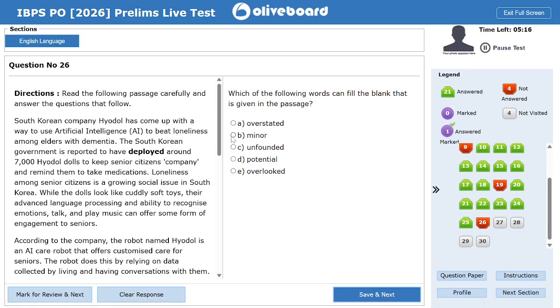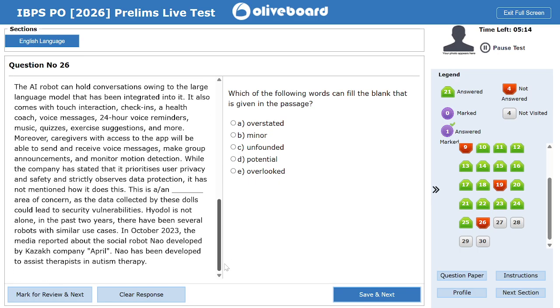Okay, this is a major area. This is a minor area. Minor area function as the data collected by the data field. Minor nahi hoga. Overstated, unfounded, potential, overlooked. This is overstated.